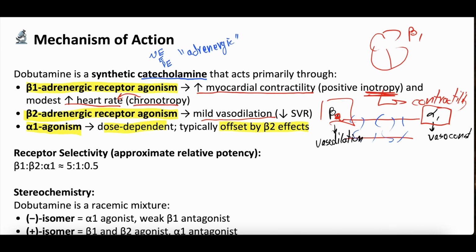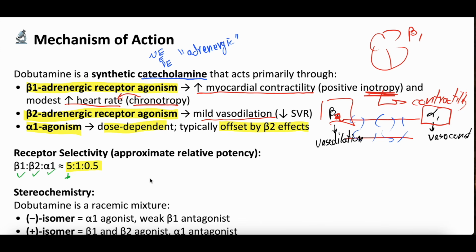When it comes to receptor sensitivity, there's some ratios here just to help you understand how much effect there is. And the ratio is 5 to 1 to 0.5, and that's for beta-1 to beta-2 to alpha-1. So there's 5 times as much beta-1 activity as beta-2 activity. And then there's 2 times as much beta-2 activity as alpha-1 activity, which is why you get contractility mostly from beta-1, increased heart rate from beta-1, some peripheral vasodilation from beta-2, and then alpha-1 is not really efficacious because it's such a small percent of effect that the beta-2 effect being higher causes vasodilation rather than the alpha-1 causing vasoconstriction.